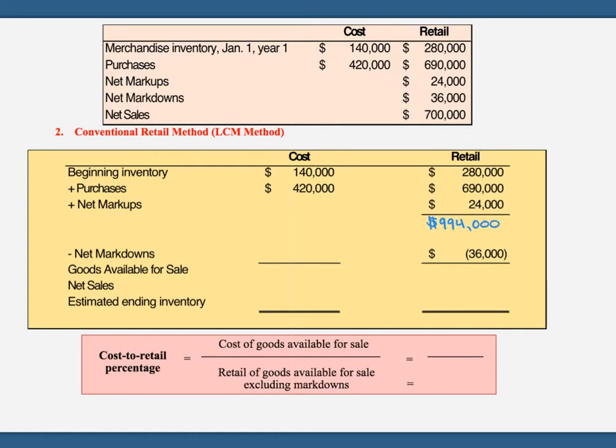Remember, that's excluding the net markdowns that we have here. So if we subtract our net markdowns, we get goods available for sale under retail to be the $958,000, just like we had in the previous slide.